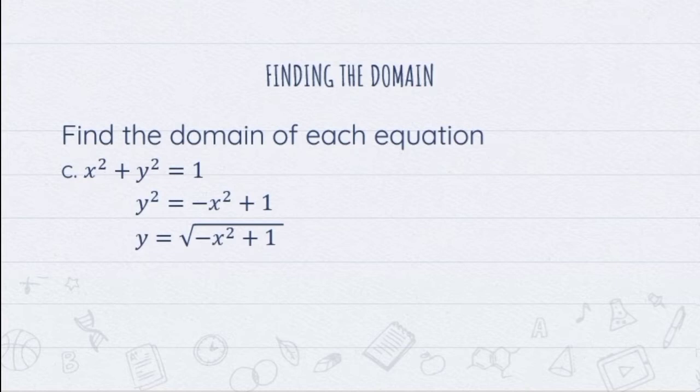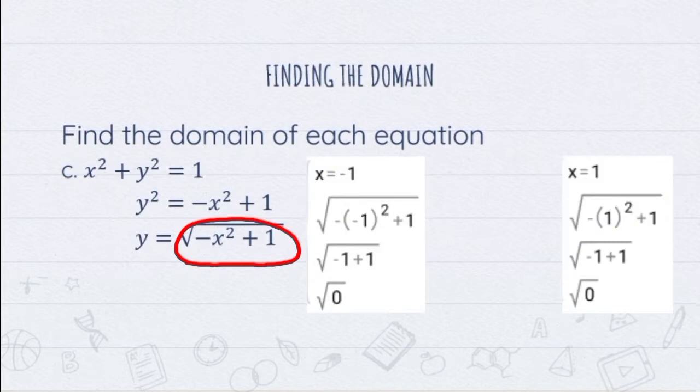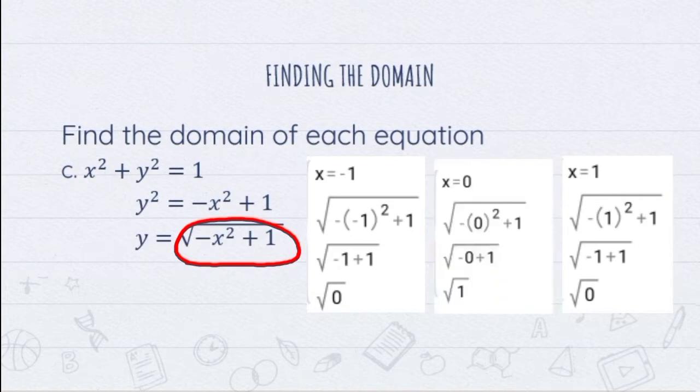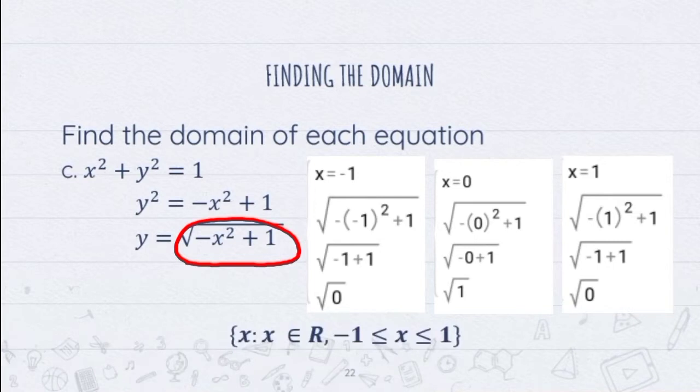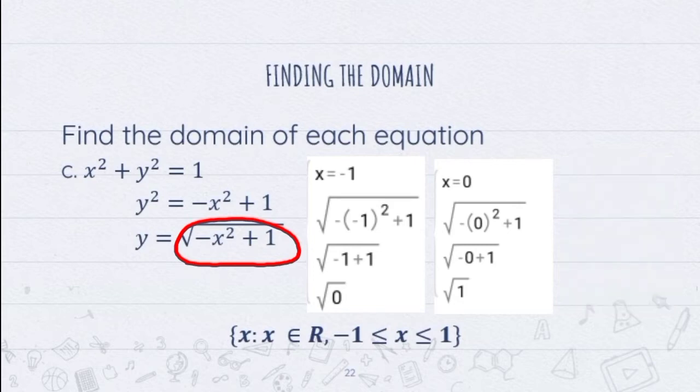To get the domain of a radical function, we have to take note of the value of the radicand, that is what's inside the radical sign. The radicand must be greater than or equal to 0, or else our answer will be imaginary. Substituting 1 or negative 1 in our x will give us a radicand of 0, while substituting 0 in our x will give us a radicand of 1. Therefore, our domain here is negative 1 and positive 1, including the numbers in between them. Or in symbol, we have x as an element of R, where negative 1 is less than or equal to x and x is less than or equal to 1.